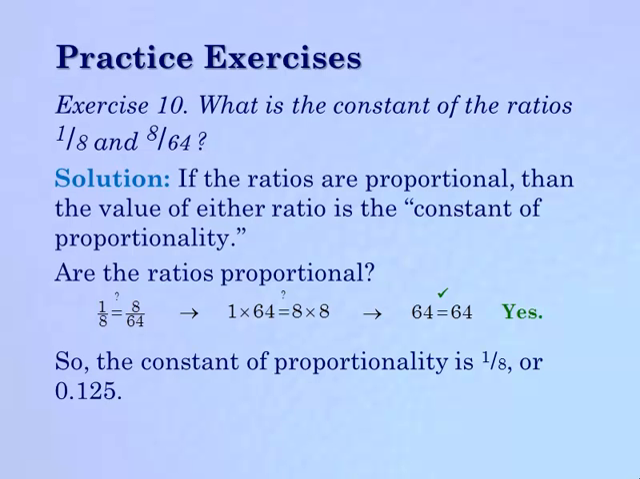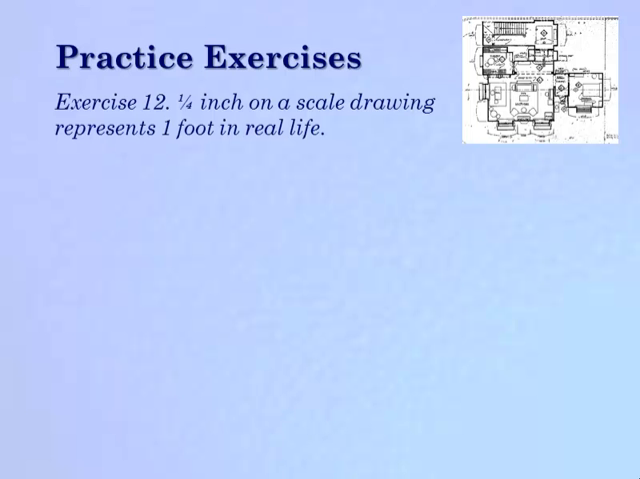And the constant of proportionality would be the reduced fraction that we would get out of those, which is 1 to 8, or a value of 0.125, which is actually also a fraction. It's a decimal fraction. So let's look at exercise 12, which asks us to look at a scale drawing that's drawn at 1/4 inch to 1 foot in real life.